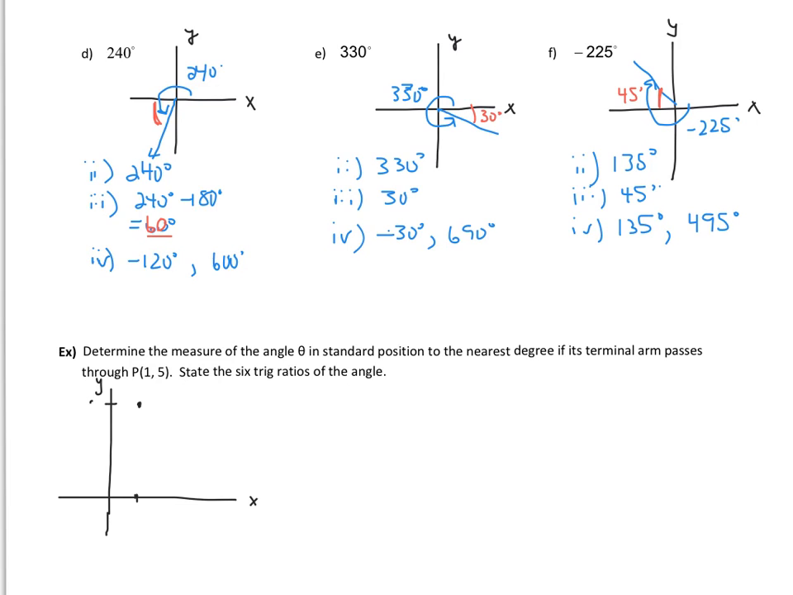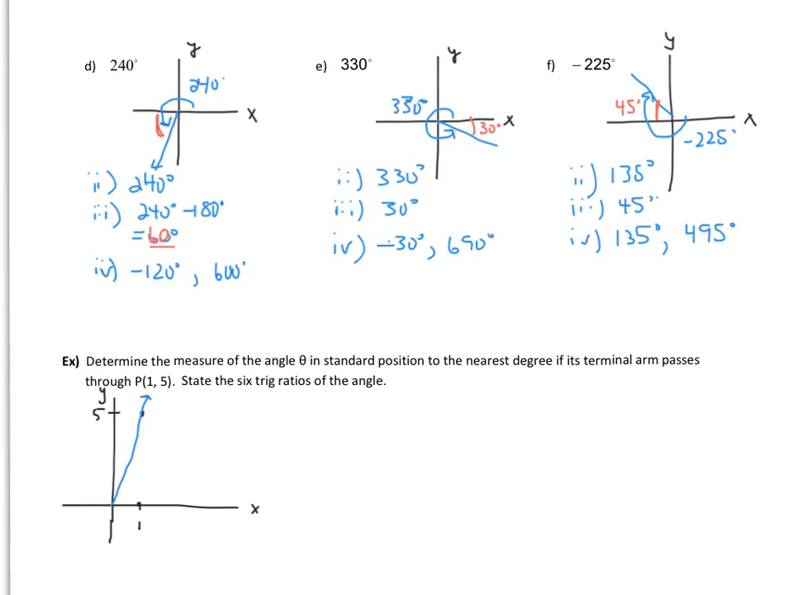So let's say this is 5 and this is at 1. So my terminal arm, let me grab a different color here, is going to pass through there and look something like that. If I had a ruler and could use a ruler on this iPad, I would, but I can't, so I won't. Now, we want the measure of angle theta. So that's my angle right here.